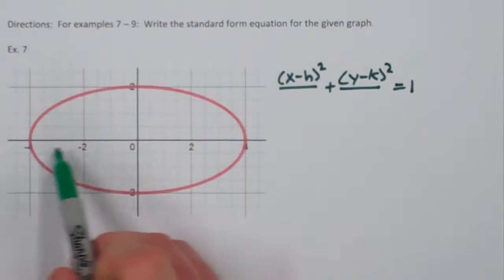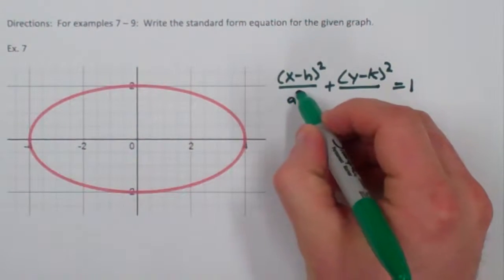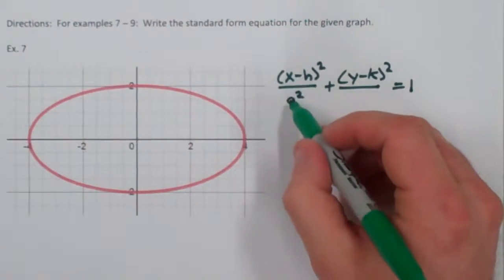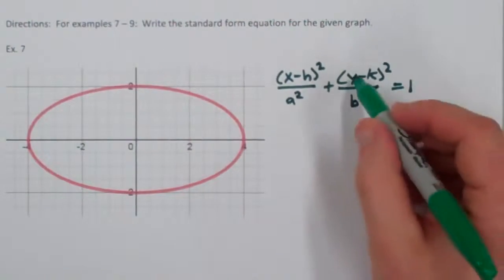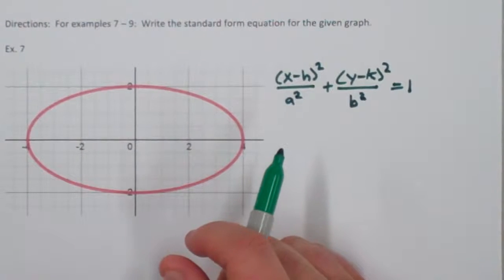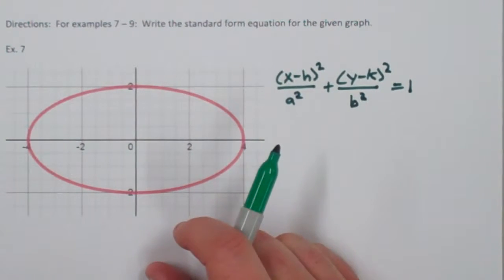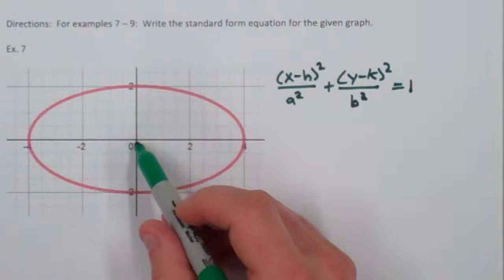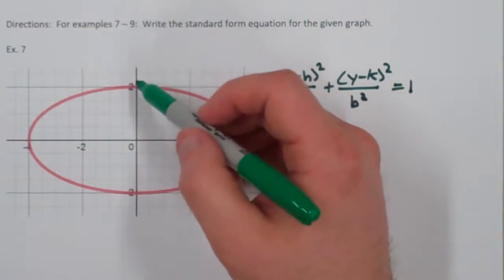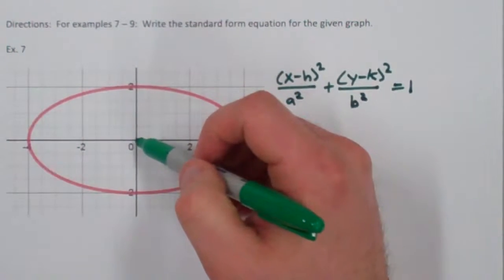Now this major axis is definitely horizontal, so the larger value here, a squared, is going to go underneath the x, and the b squared is going to go into the y. These can switch depending on which direction the major axis is. So we need to figure out the center. For this one, the center appears to be right here at 0, 0.